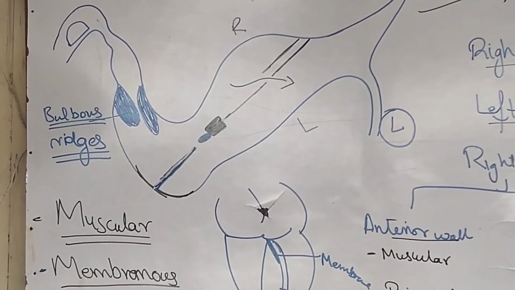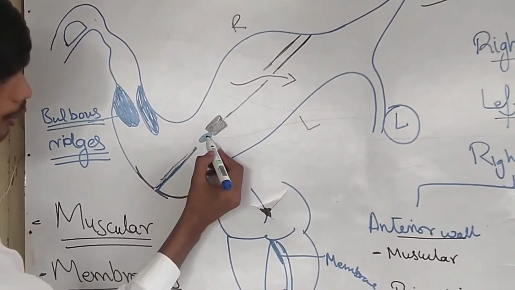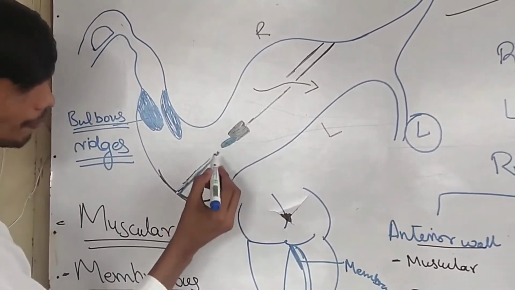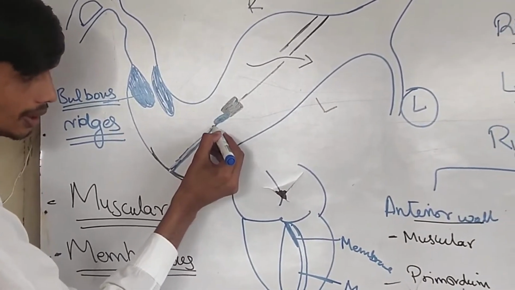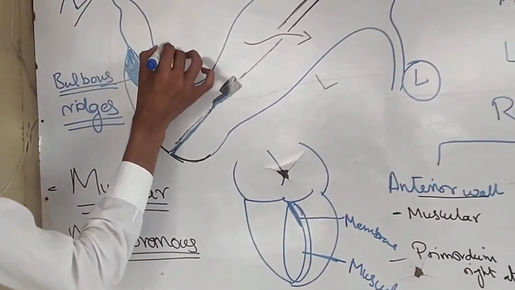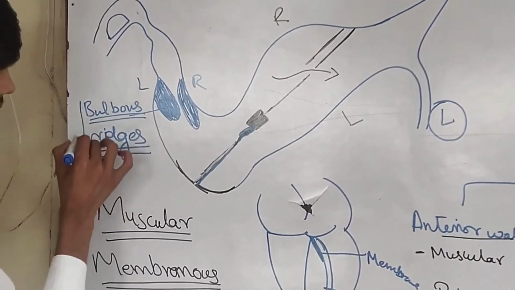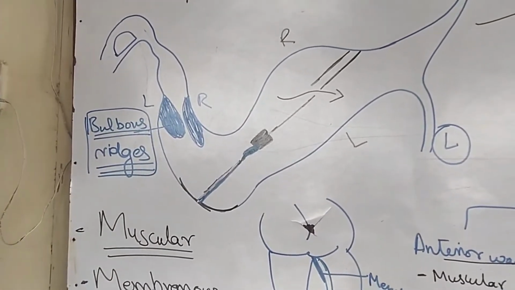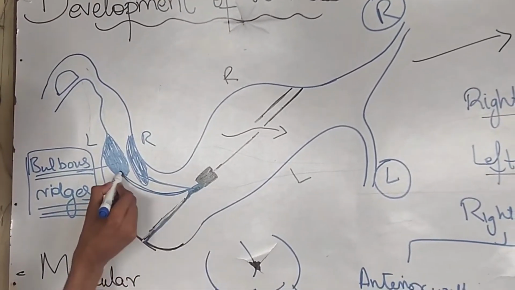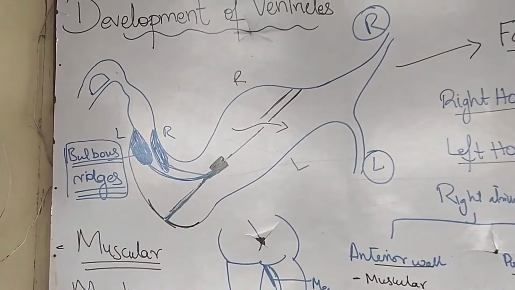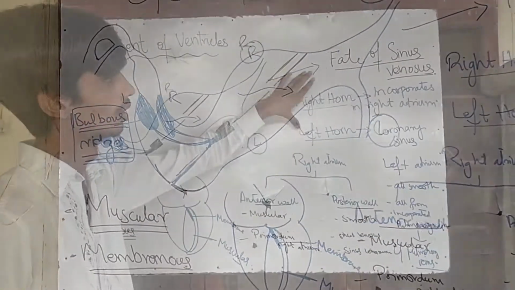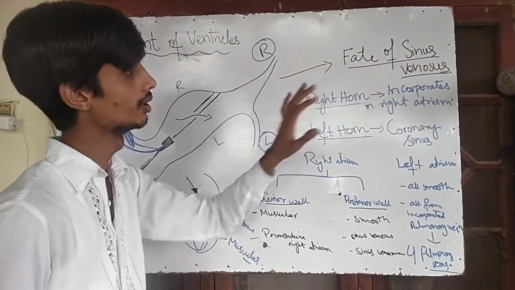For the membranous part, there will be a tissue outgrowth from the endocardial cushion. It will fuse with the muscular part, and the two ridges, the right and left bulbar ridges, which are from the right and left wall of the bulbus cordis, will fuse with these ridges and form the membranous part of the ventricular septum. Now the fate of the sinus venosus.